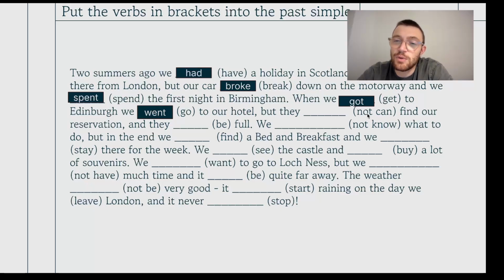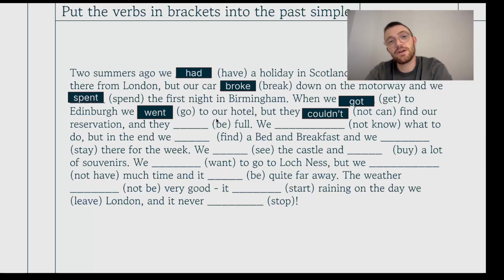But they, right. So we've got not and can. Right. So how are we going to put that into the past? We're going to make couldn't. But they couldn't find our reservation. And they, now we got be.